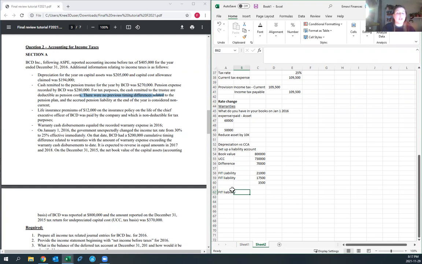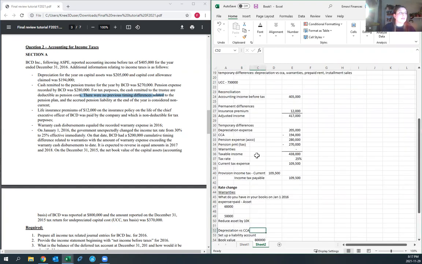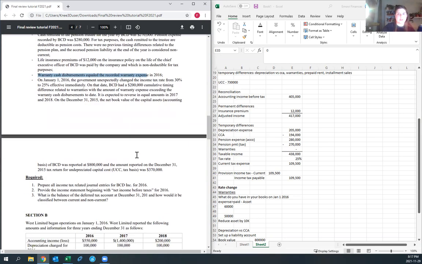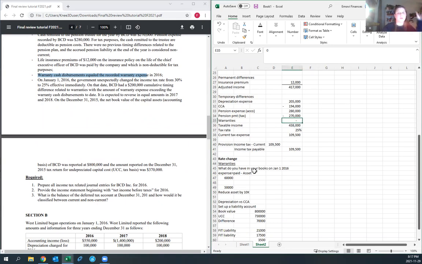Why is there no timing? So there's no timing differences for the warranty in 2016. Because in 2016, what you paid is equal to what you expense in your statements. But there was one in 2015 or in 2014 that you set up, yeah, no problem. So you set up previously your tax accounts, but this year there's none.